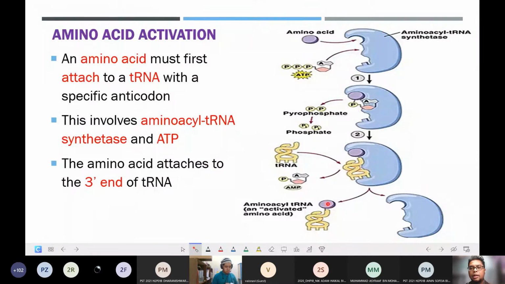Okay, and as a result, an activated amino acid will be formed. The activated amino acid refers to the amino acid that is already attached to the tRNA, and you should remember that the amino acid is attached to the 3' end of the tRNA.